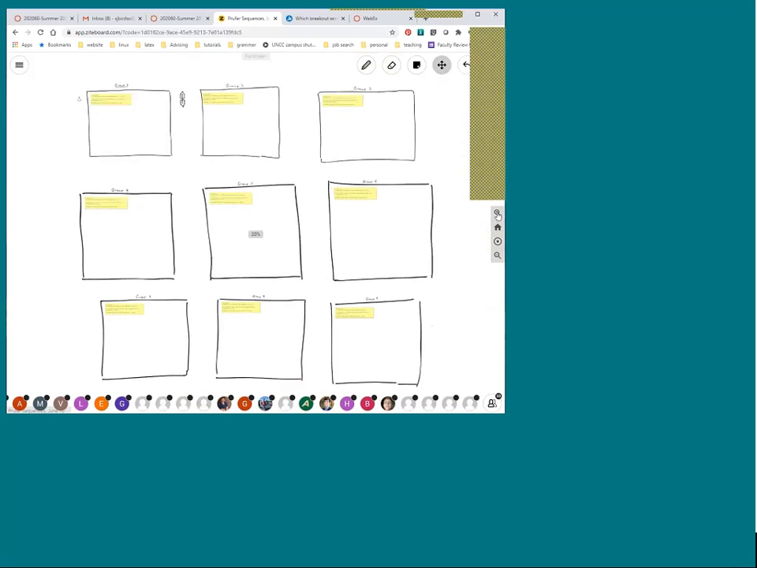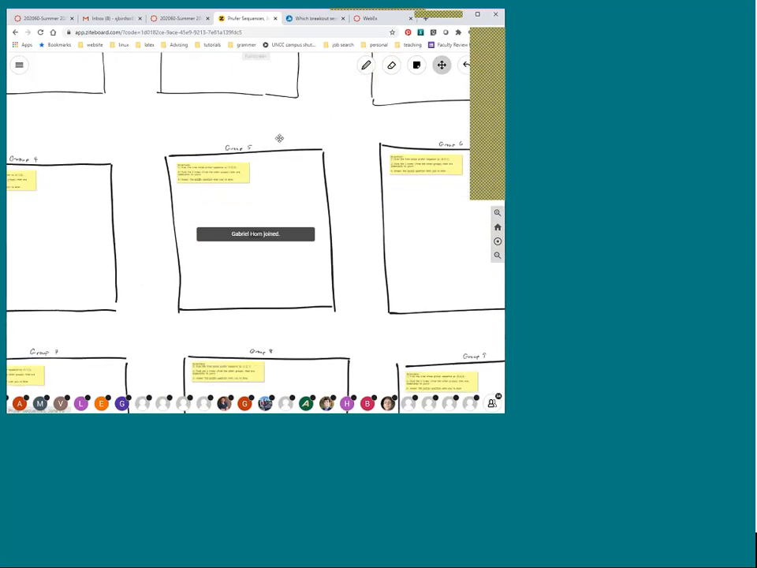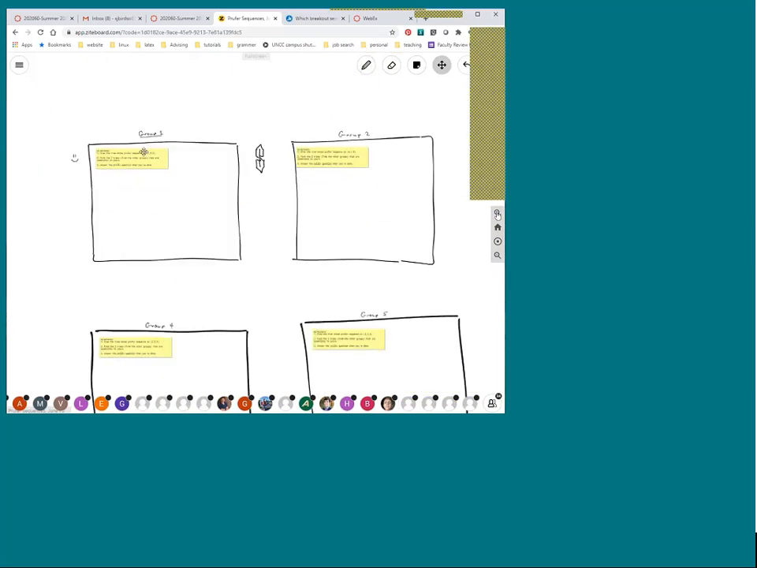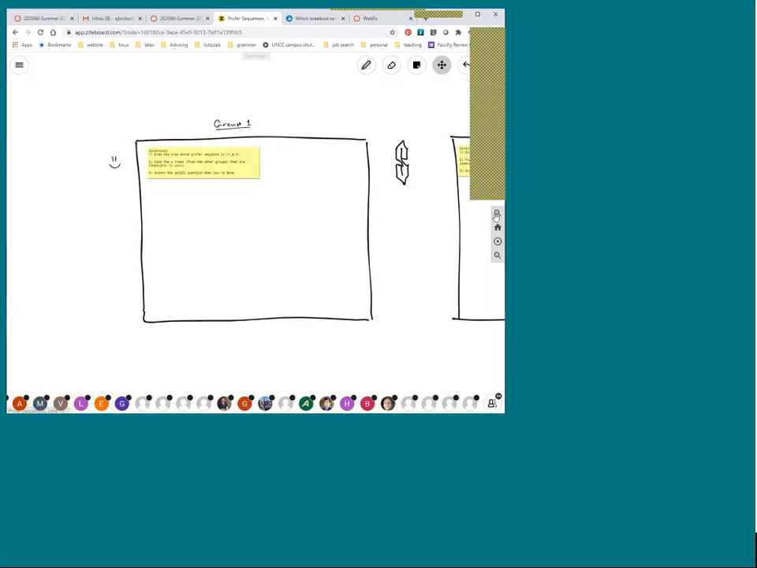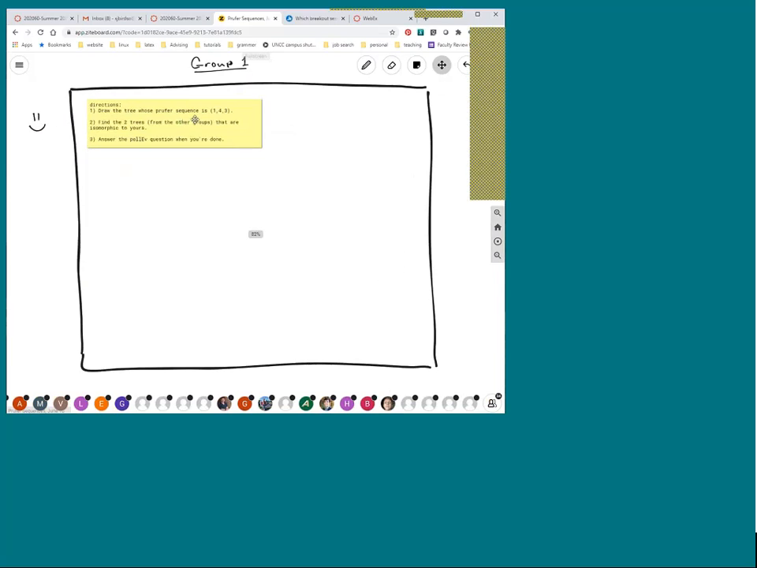In terms of directions, the directions for what to do are on these little sticky notes right now. There's 1, 2, 3 step directions. The first thing to do is to draw a tree where the Prufer sequence is really, really short. The second thing to do is, there are exactly 2 other trees from 2 other groups that are going to be isomorphic to yours. So once you're done, go see if you can find a tree that looks the same as yours.